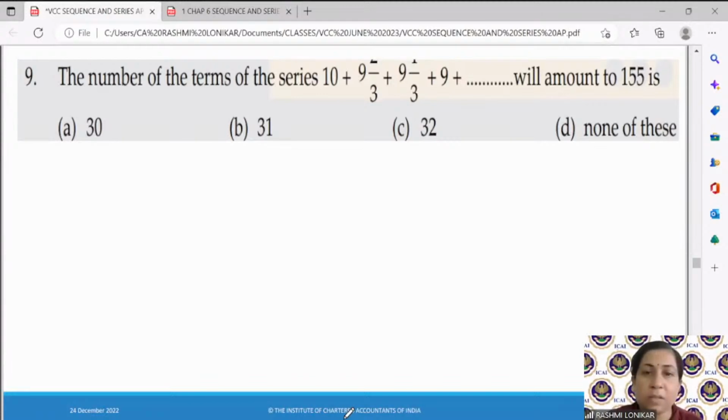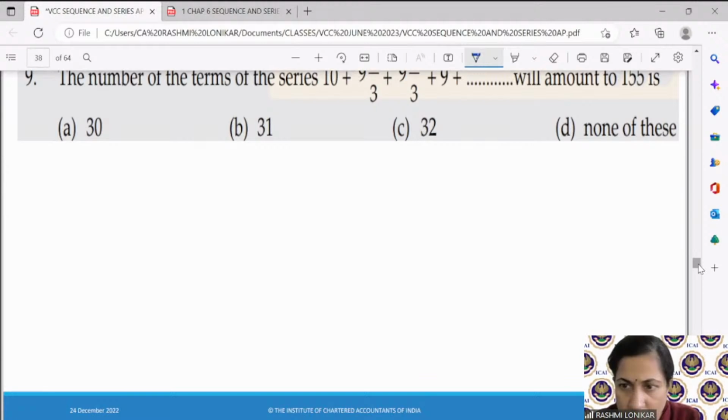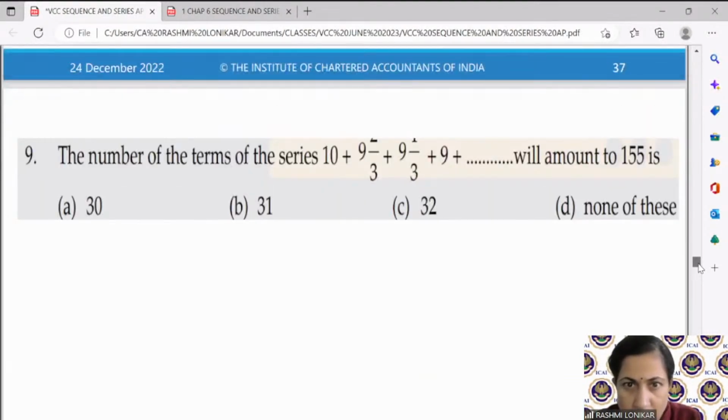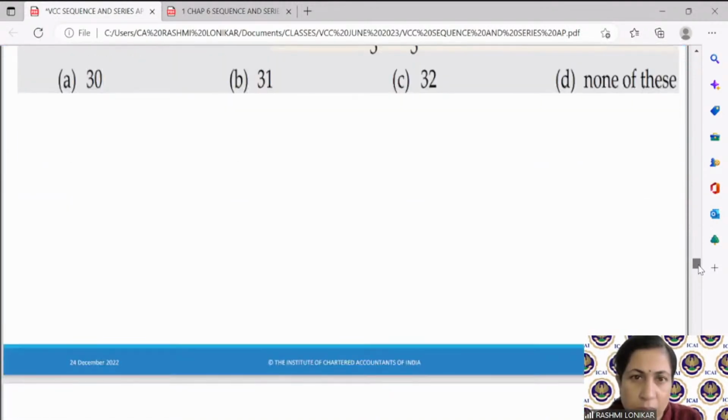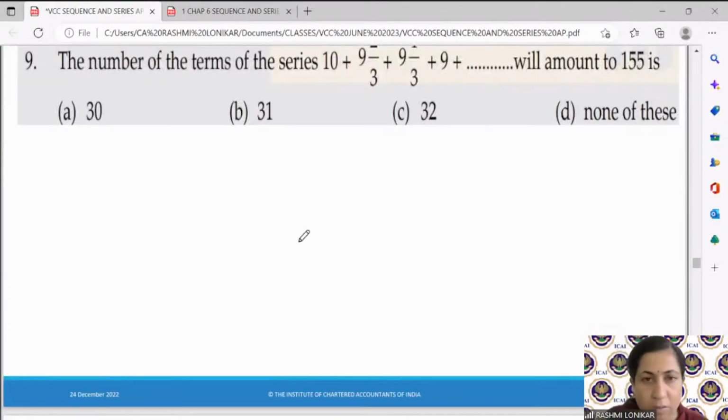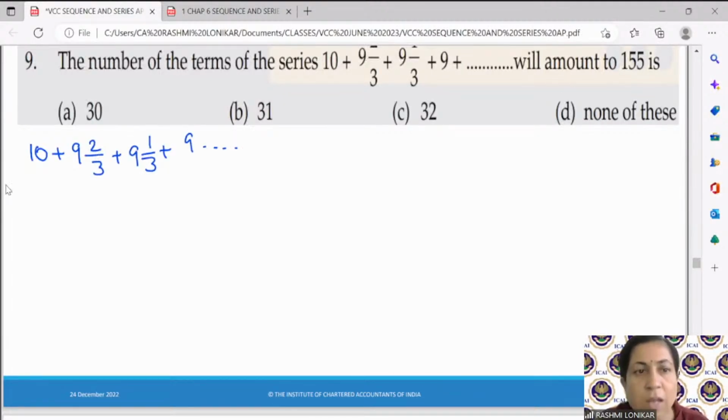Now the 9th sum is this. This is 10 plus 9 2 by 3, plus 9 1 by 3, plus 9, and so on. They are asking when will this sum be equal to 155? At what value of n? Okay. 8th sum, I hope everybody has understood. Yes? Very good. Excellent.